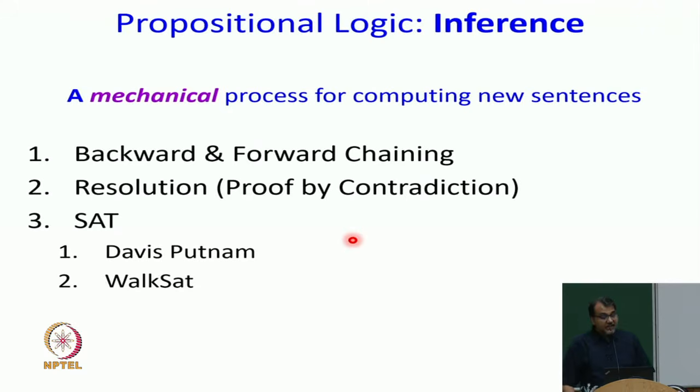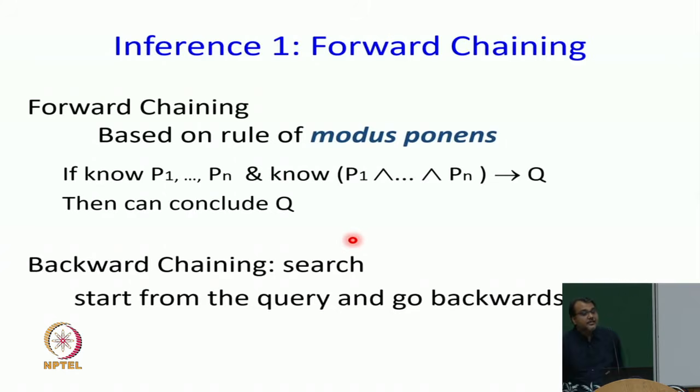Now what is an inference algorithm? It's a mechanical process for computing new sentences, and we will study three of them: backward and forward chaining, resolution, which is equivalent to proof by contradiction, and three, satisfiability problem, which is equivalent to model checking, model finding. So let us look at the very first simple inference procedure, and that is called the forward checking procedure. Now forward checking is based on the rule of modus ponens.